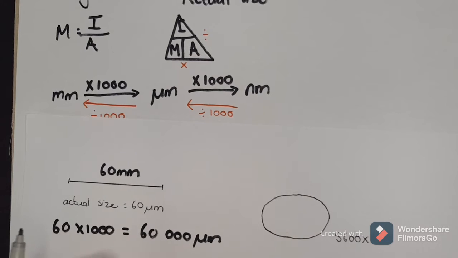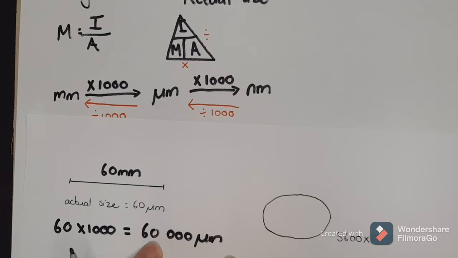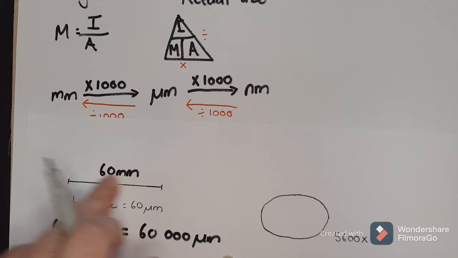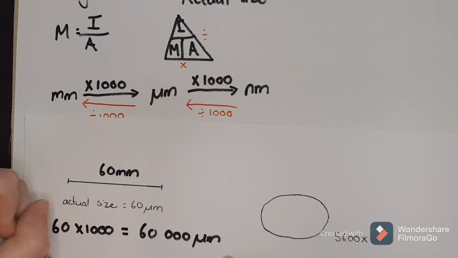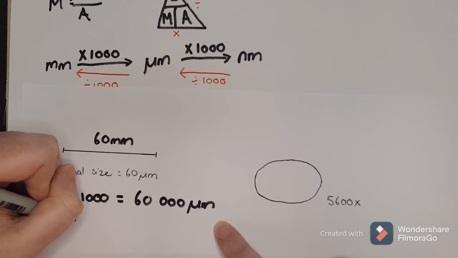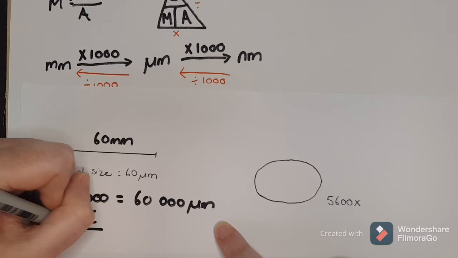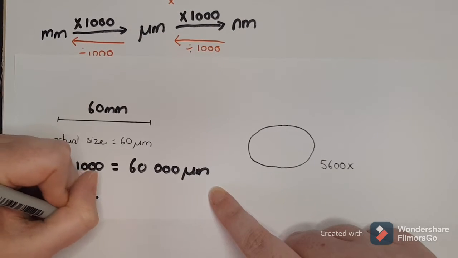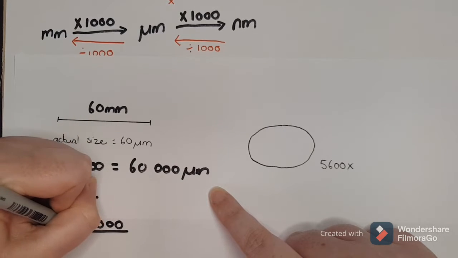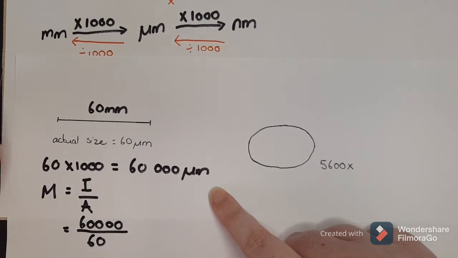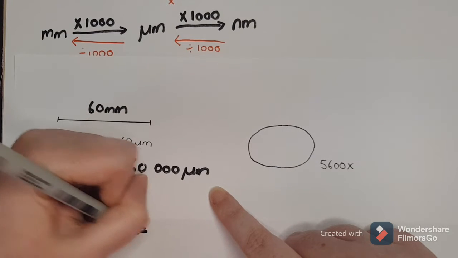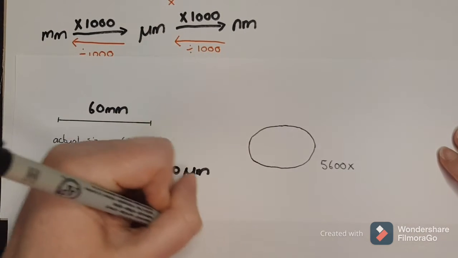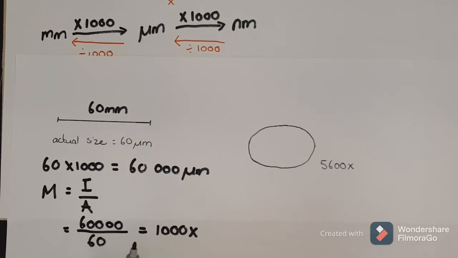60,000 micrometers. Now that I've got micrometers for the size of my line, which is my image, and I've got the actual size, I can say magnification equals image size over actual size. So I can say 60,000 divided by 60 is going to give me an answer of 1,000 times magnification.